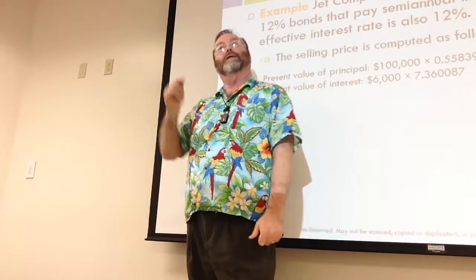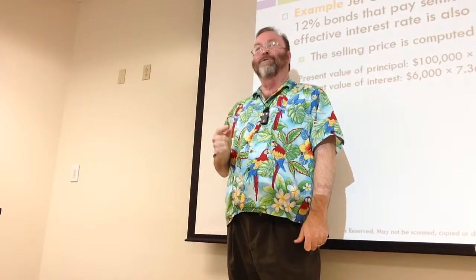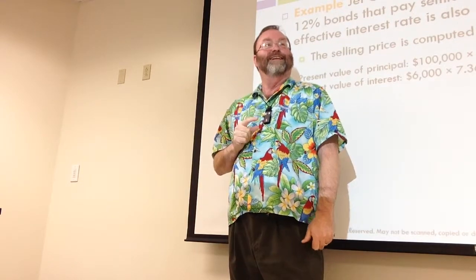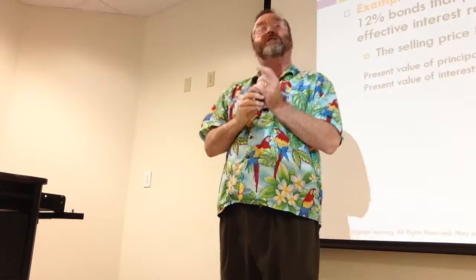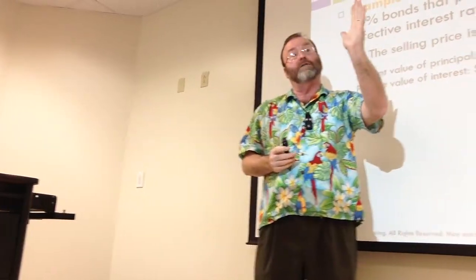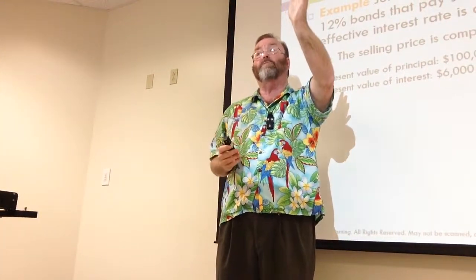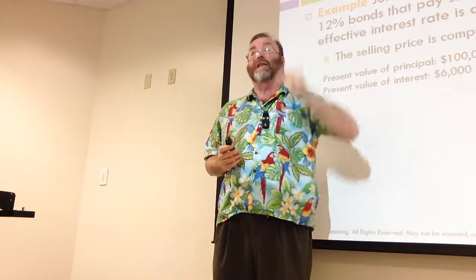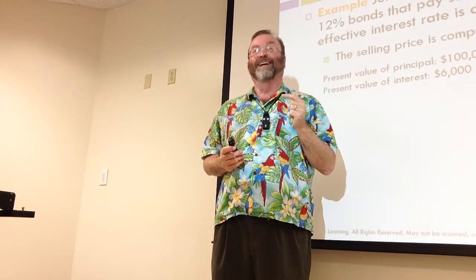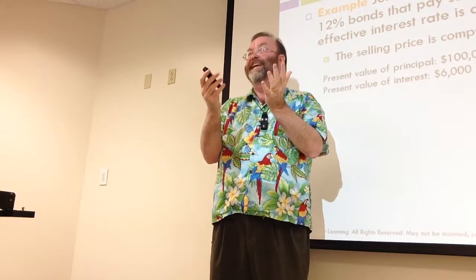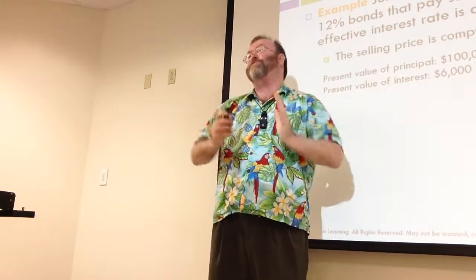And I'll give you a hint. It's not 12%. Don't say 12. 6%, because it's semi-annual. So 6% is I. So you're going to go to the 6% column. What's N? It's not 5. Because how many payments are you getting? 10. You're getting 10 payments.